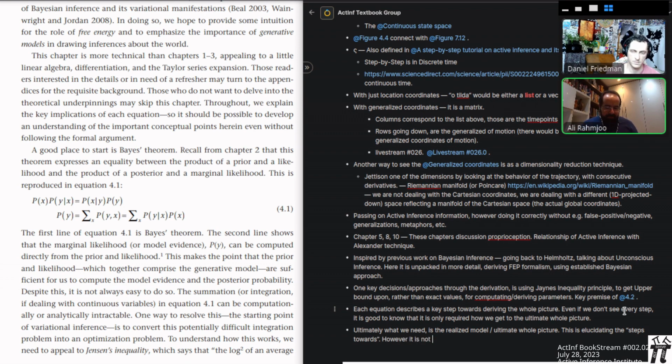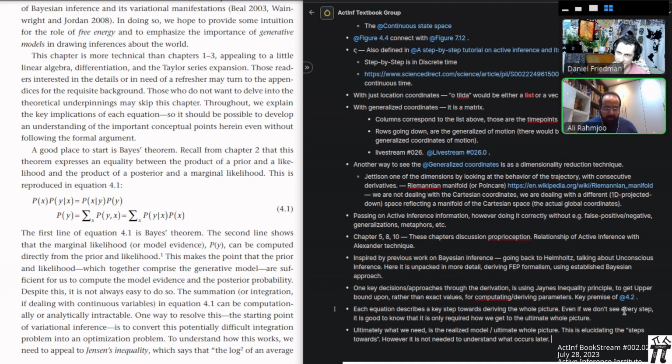But if we go from equations 4.1 toward 4.4, in other words, the variational free energy, well, equation 4.1 is just a basic definition of some properties of probabilities in terms of conditional probability and so on.